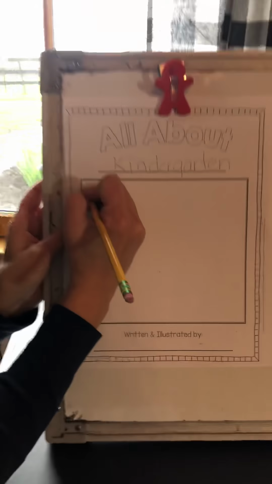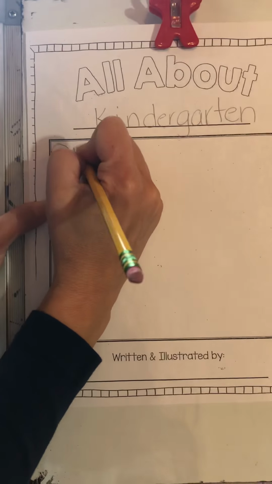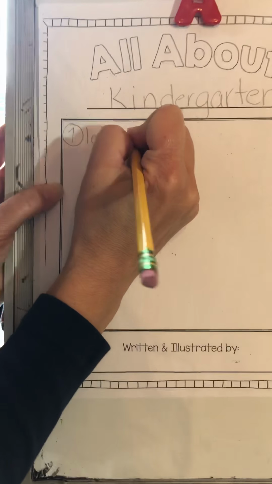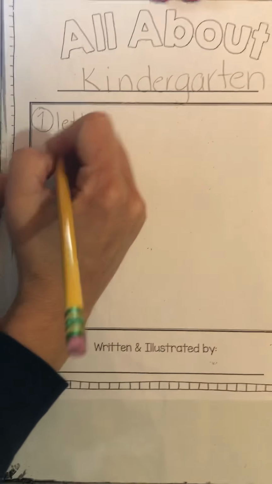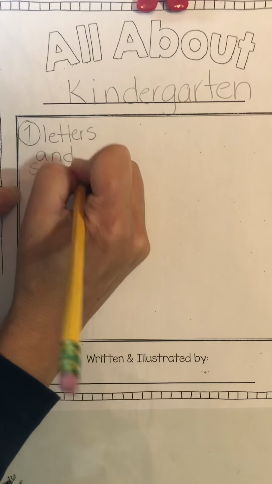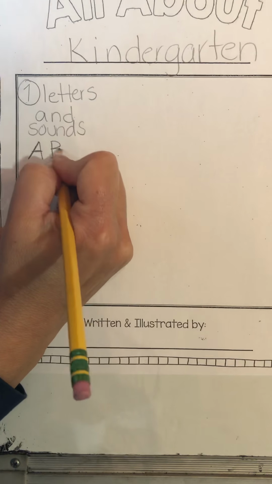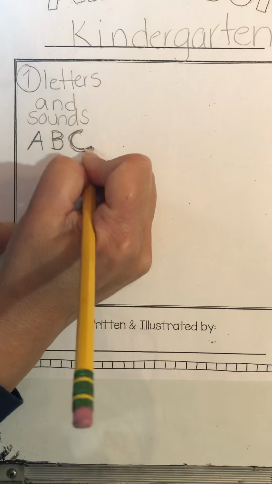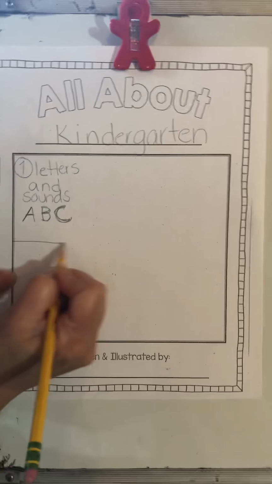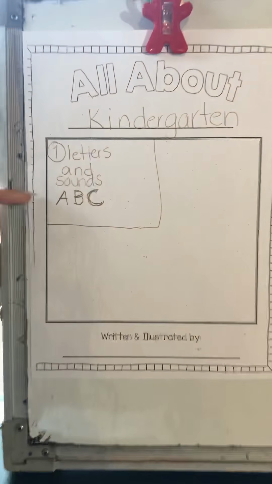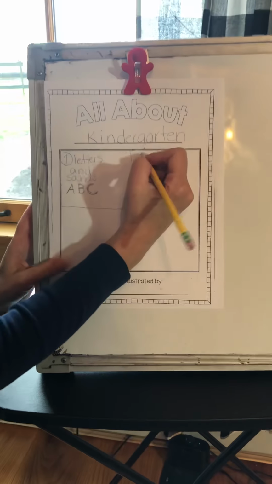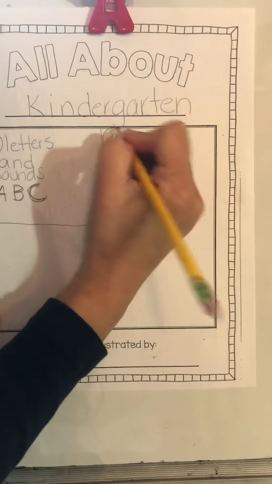Oh, did someone say kindergartners know letters and sounds? Oh, let's put a number one here. Letters and sounds. Ooh, I think I would draw like an A and a B and a C. Letters and sounds. That's our first one. Kindergartners know letters and sounds. Let's think. What else could we teach like a preschooler coming into kindergarten?